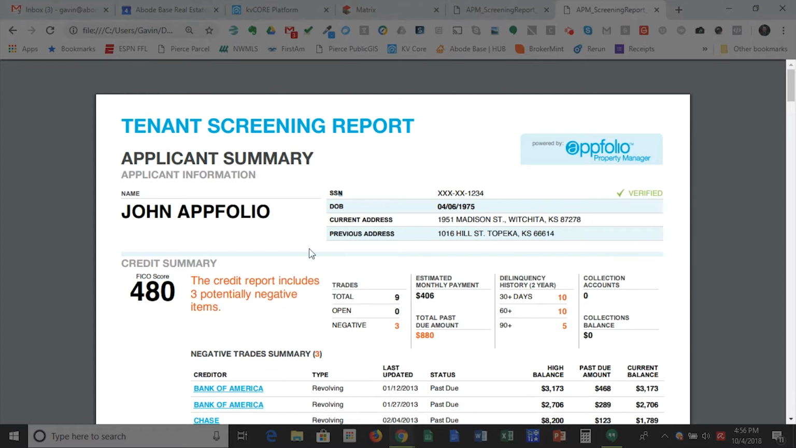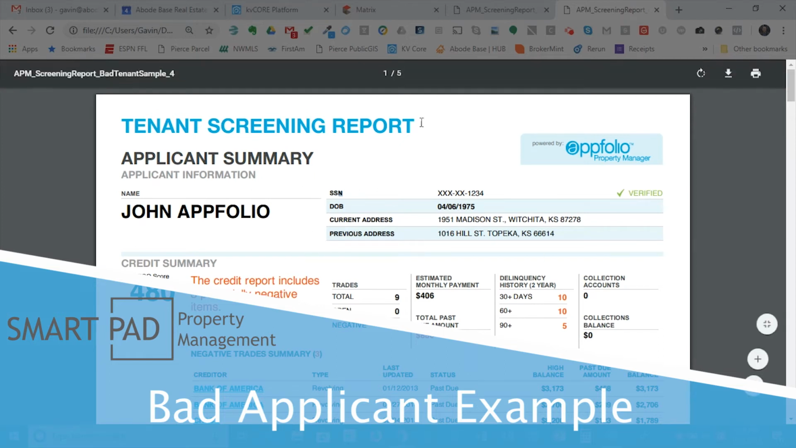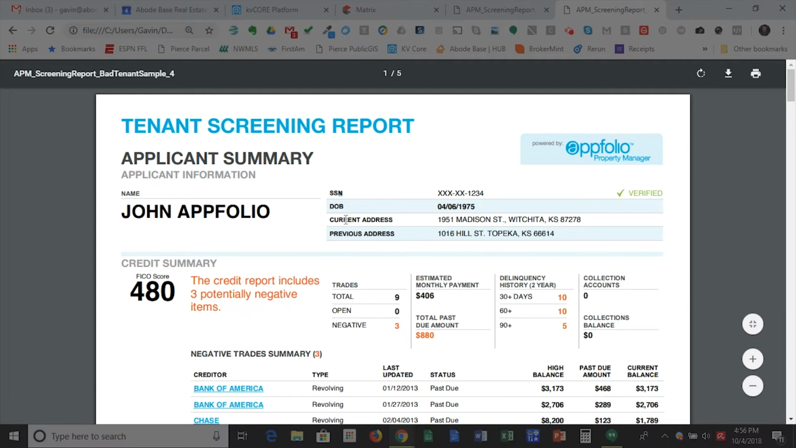So what we're looking at here is Mr. John Appfolio. This is an example of a bad tenant or a bad applicant. And what it shows us here is that it is a verified person, their name, date of birth, social security number, etc. All are verified. They all work together. They jive.